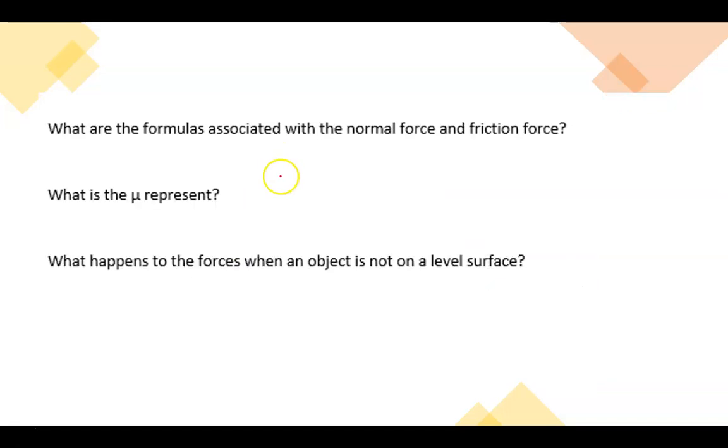Now, there is a formula associated with the normal force and friction force. It is on your formula sheet. It's F_F is equal to mu times F_N, the normal force. Now, what is the mu? Mu is the coefficient of friction.